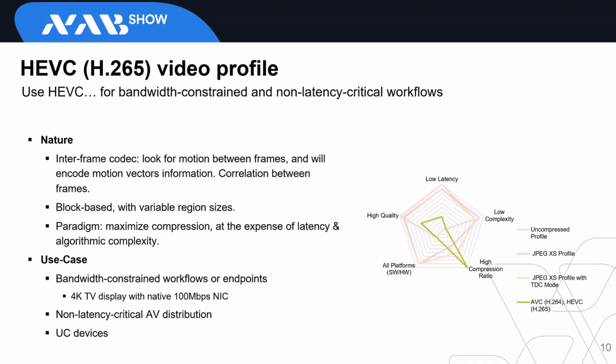Then you've got the HEVC video profile, which is great if you want to maximize the compression ratio. It's the codec that offers the greatest compression ratio, really. The trade-off that you have to make depends on the profile, but usually you've got to make a trade-off on the latency, but also the algorithmic complexity. So you've got to use dedicated chips to do encoding and decoding. It's practically impossible to do it in software. And it's great if you want to work with bandwidth constrained workflows.